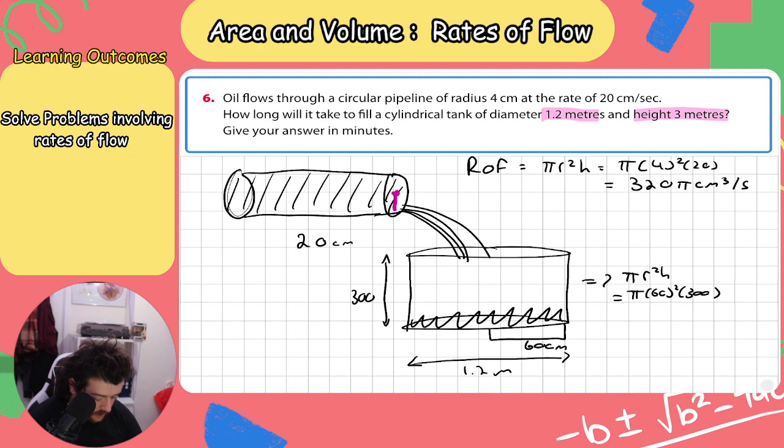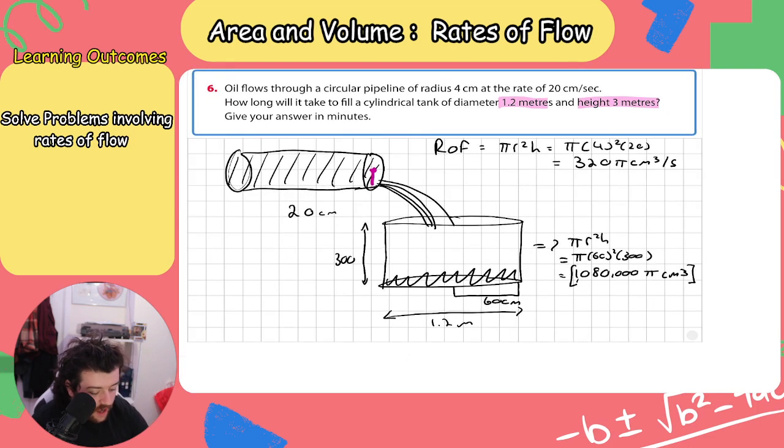60 squared times 300. So that's going to be, oh gosh, a million. 1,080,000 pi centimeters cubed. So that is how much oil this container can hold. And then there is my rate of flow. So I know it flows in 320 pi centimeters cubed per second.